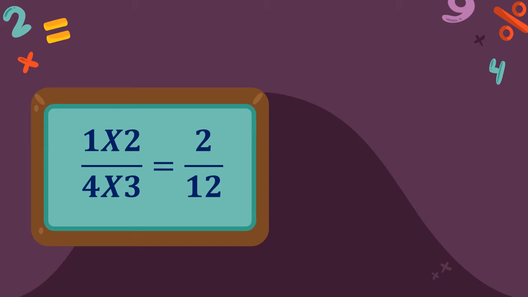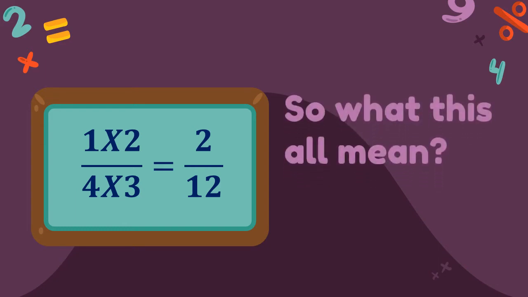In fact, if we go ahead and do the multiplications, 1 times 2 is equal to 2, and 4 times 3 is equal to 12. So we'll have 2 over 12. Then we do have a fraction and it's the answer to our problem.